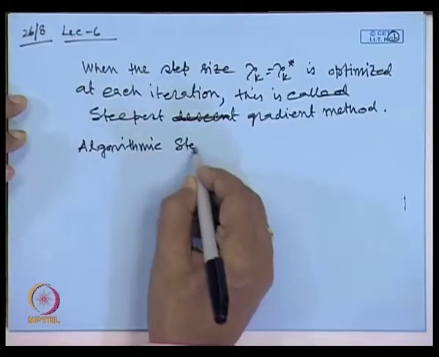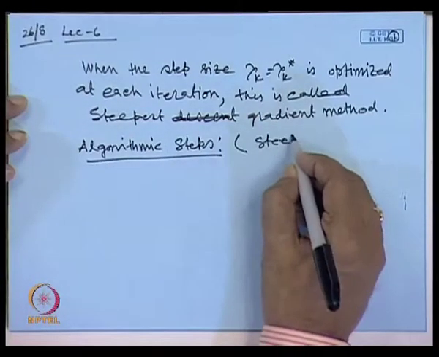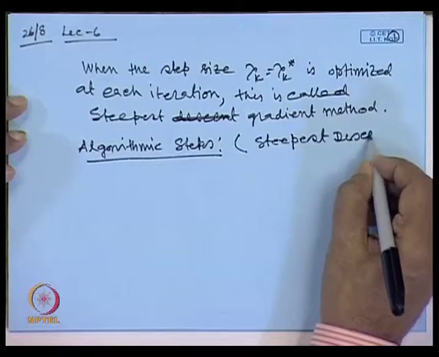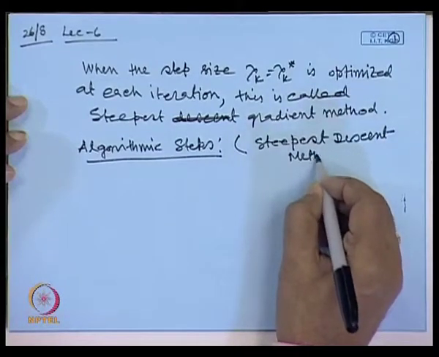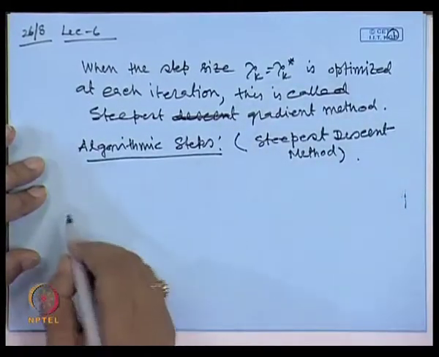So, lambda k we have to optimize, so that the function value, which is a function of lambda k, will be as far as possible minimum. So, let us see the algorithmic steps for the steepest descent method.